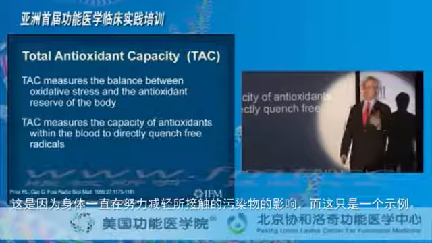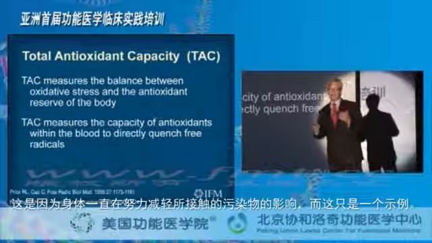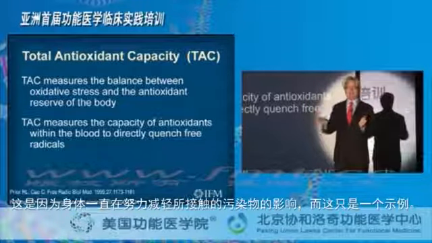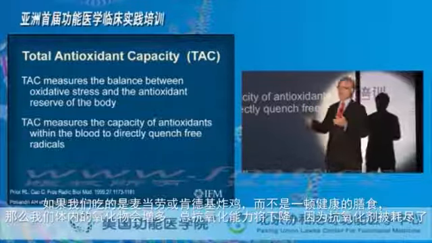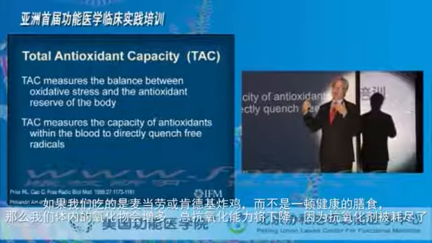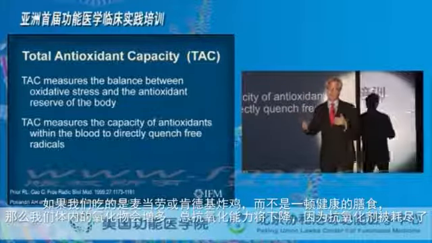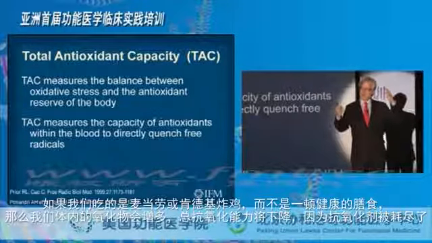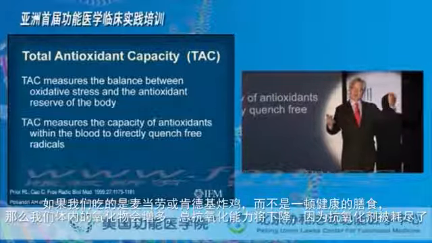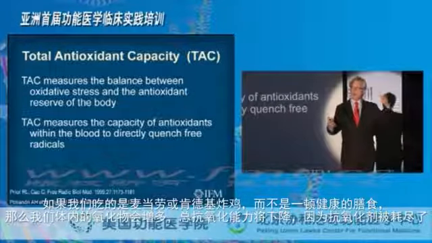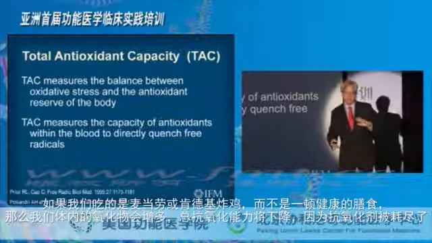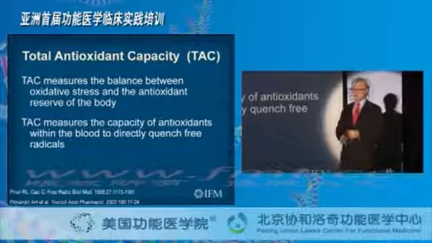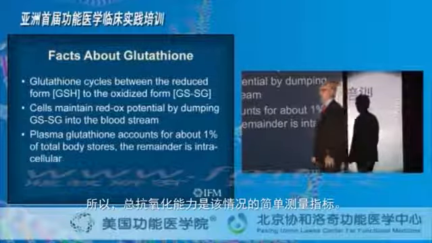Because the body is going to be trying to fight the pollutants that are present there, as an example. Now, if we have a good meal versus eating at McDonald's or Kentucky Fried Chicken, we're going to have more oxidants, and our total antioxidant capacity is going to go down. We're using up our antioxidants. So this is a simple measure of that.